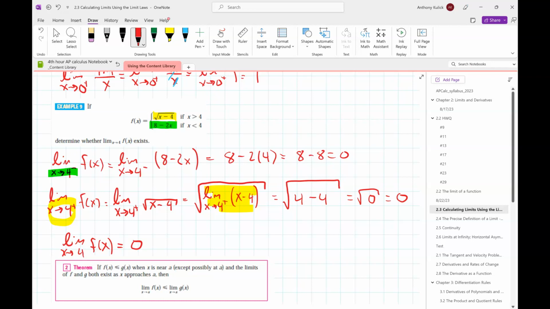Nolan? So for the square root, when x approaches 4, x minus 4 becomes 0, but it's... So I did a direct substitution here. Oh yeah. Okay. So I just dropped the 4 in for x and then took the square root of the answer.